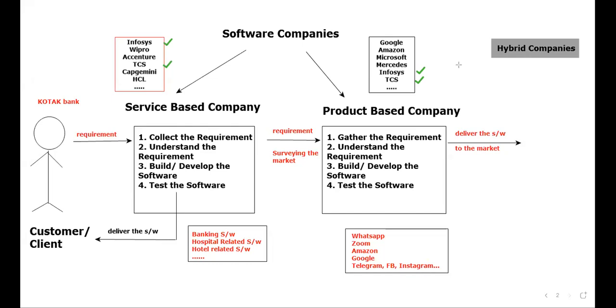Okay, guys, once again, quickly I'll recap whatever I have taught. Service-based company means what? Collect the requirement, understand the requirement, build the software, develop the software, test the software, deliver the software to the customer. And I have told the example company names. Product-based company: gather the requirement, understand the requirement, everything would remain the same. And examples also I have told. So then which company do we have to join, sir? Guys, that is up to your wish.